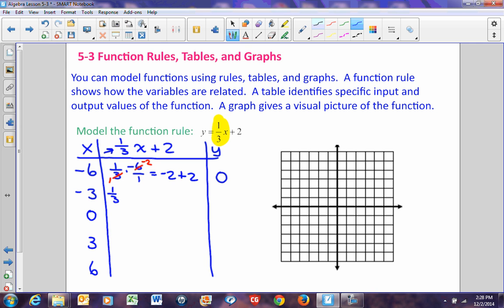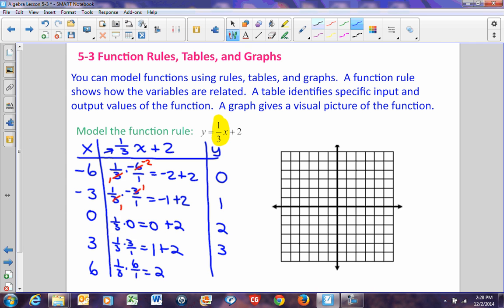I'll take 1/3, multiply that by -3 over 1. Again, I can cross cancel. These are both 1s. -1 times 1 is -1 plus 2 is +1. 1/3 times 0 is 0. Add 2 to that, I get 2. 1/3 times 3 over 1 is now 1, plus 2 is 3. And 1/3 times 6 over 1 is 2, plus 2 is 4.